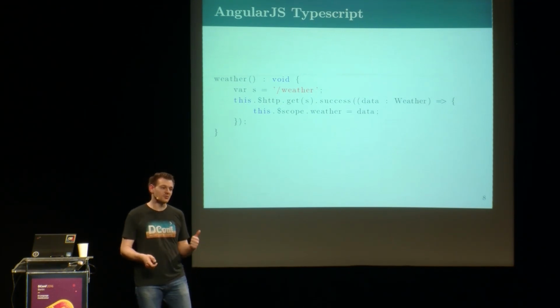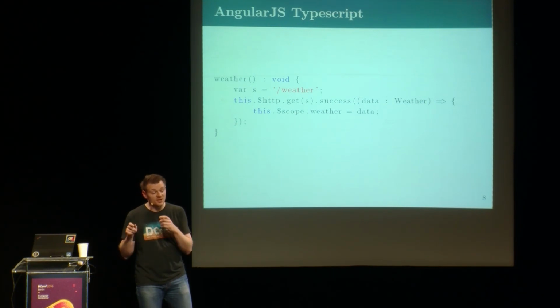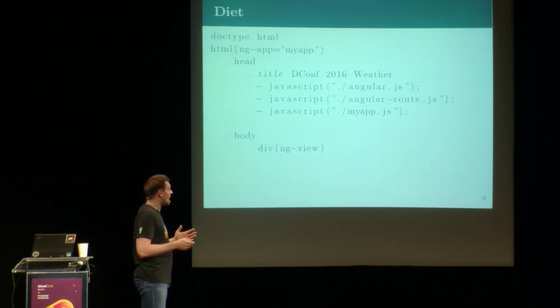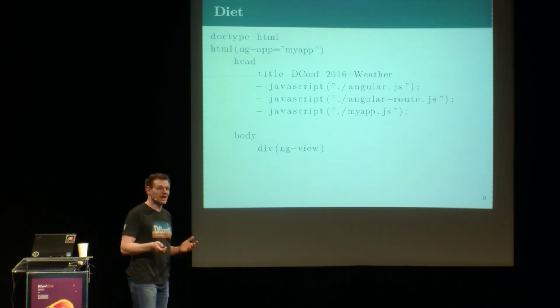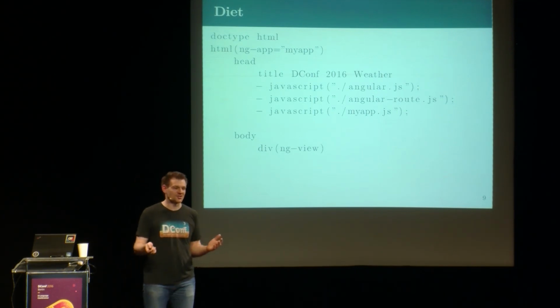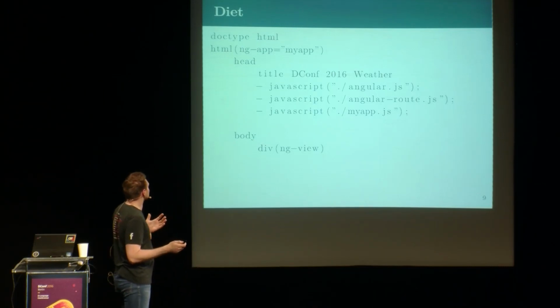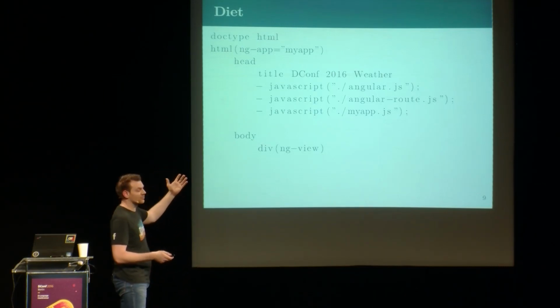So extremely awesome. We retained the type information from the backend to the front end. And now, as I said, I didn't really like to write HTML because HTML is just stupid repetition. We have Diet, and what Diet is, if you look at it, is basically Python for HTML.